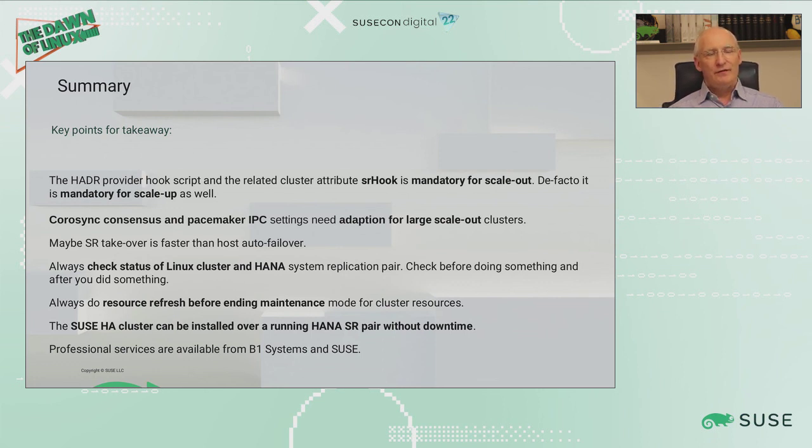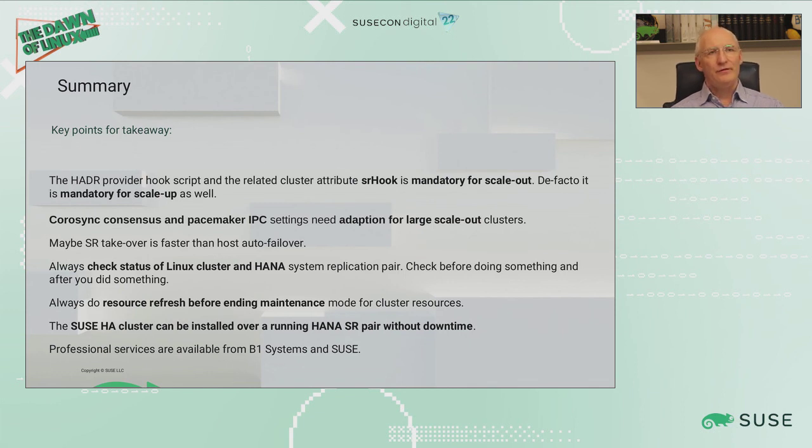If you deal with HANA clusters or with SUSE HA for HANA, it's always a good idea to check the status of the system, of the cluster and the HANA before doing anything with the cluster, and after you have done something, to make sure the HANA and the cluster are in the state you expect them to be. If you end a maintenance procedure with the SUSE cluster, always do a resource refresh to let the cluster update all the information that is needed for managing the resources.